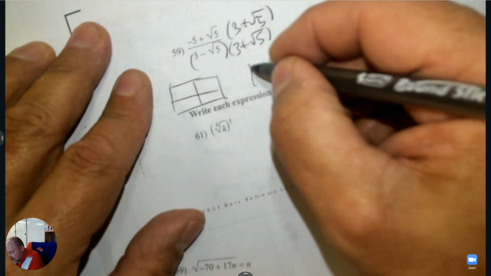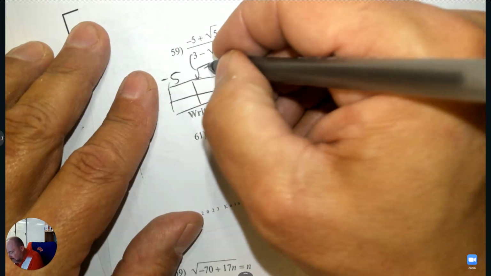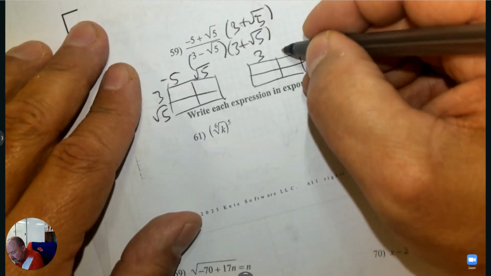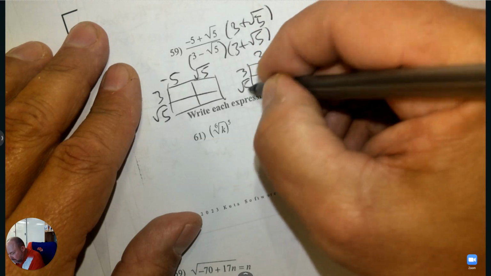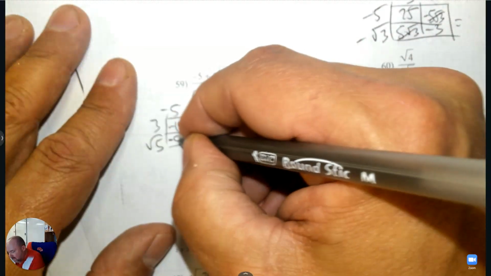Again, another binomial to multiply. 3 plus root 5, top and bottom. So we need to have 2 boxes here, one for the top and one for the bottom. So we have one for negative 5 and root 5, and 3 and positive root 5. And then 3 minus root 5 and 3 plus root 5. Alright, let's see if we can multiply these out. So this is for the top. That's negative 15, 3 root 5, negative 5 root 5, and 5.